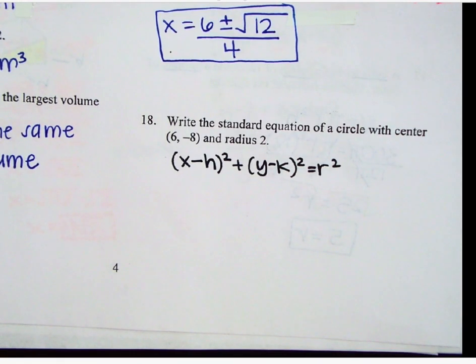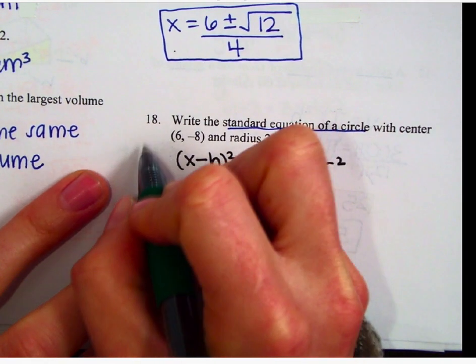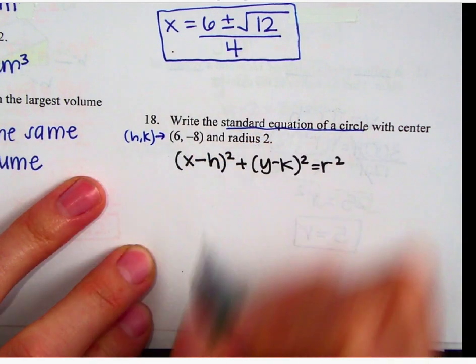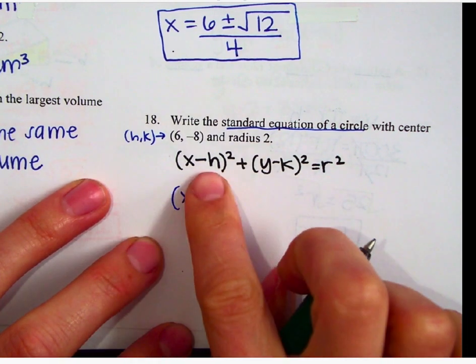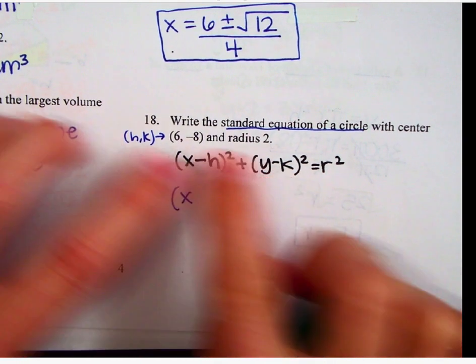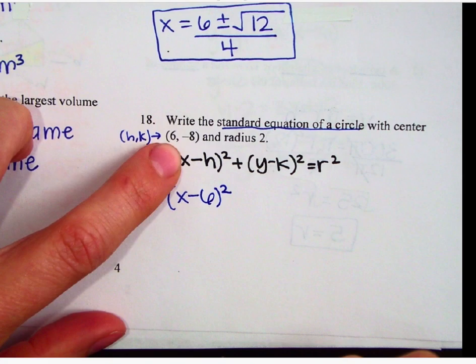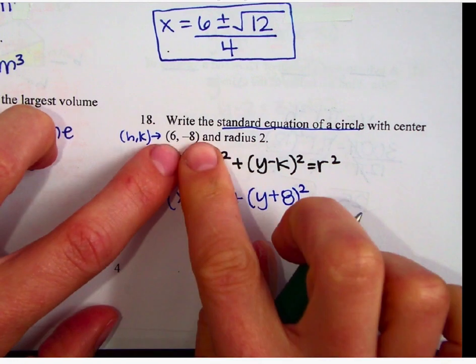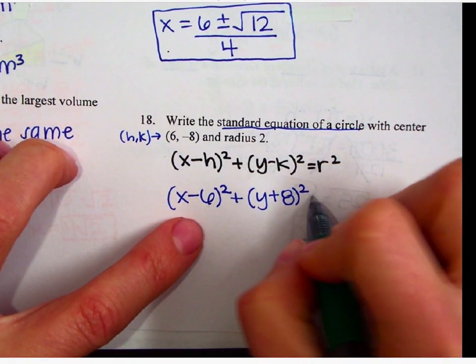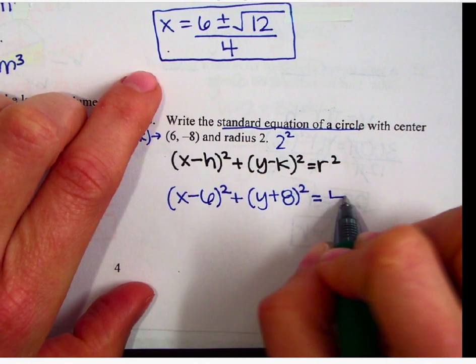Number 18 is more review from Unit 8, where we talk about the standard equation of the circle, which I wrote here, where h, k is your center, which is given to us, and r is the radius. So based on the formula, since it says minus h and minus k, that means opposite of the numbers for h and k given. So we put in x minus 6 quantity squared plus y plus 8 quantity squared, right? So we're changing the signs of the numbers, plugging them in, and it's equal to the radius squared. So 2 squared would give us 4.